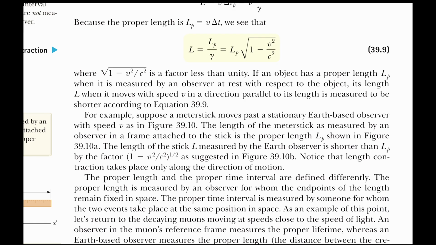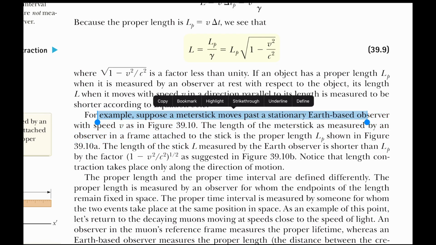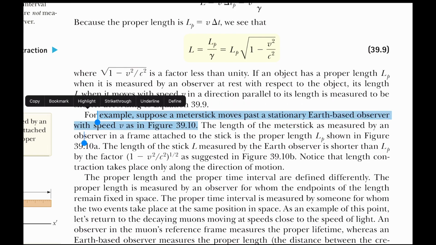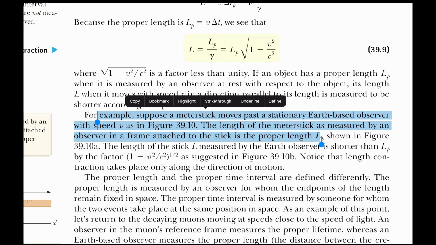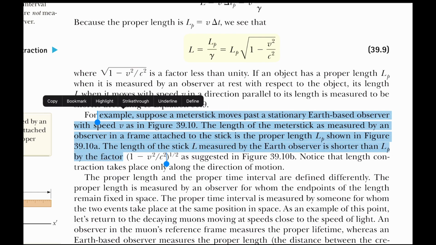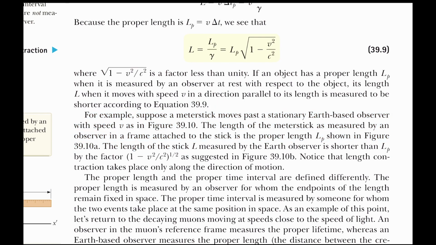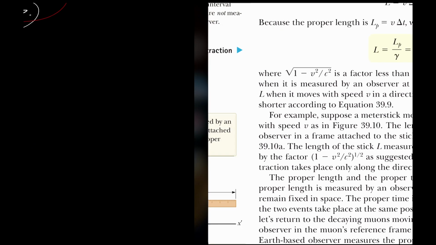But remember that we did actually talk about this when we were reading the problem. We saw the word frame of blank. For an example, a meter stick moves past a stationary Earth-based observer with speed v, as in figure blank. The length of the meter stick as measured by an observer in a frame attached to the stick is the proper length LP shown in figure blank. The length of the stick L measured by the Earth observer is shorter than LP by a factor blank. So we know that we are told that in this meter stick example, L is shorter than LP. Okay, let's take a look at this.